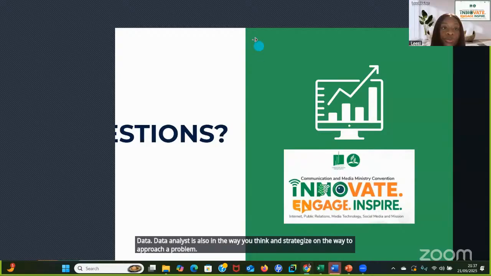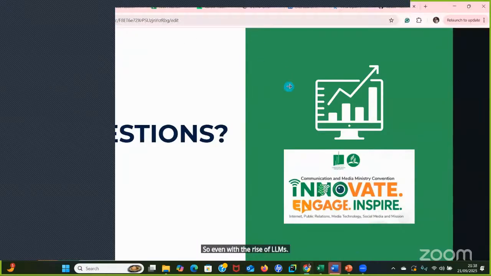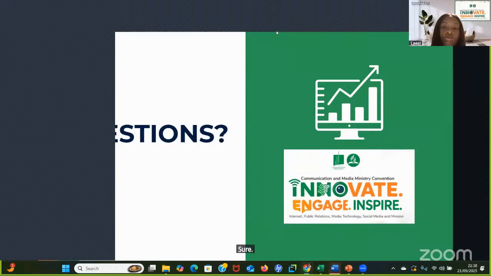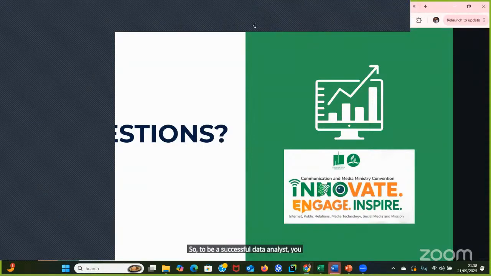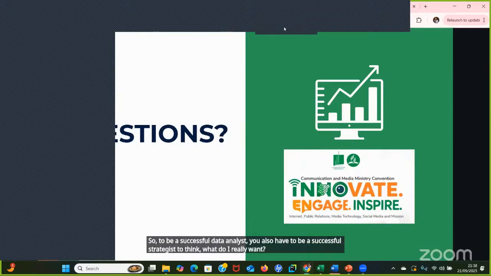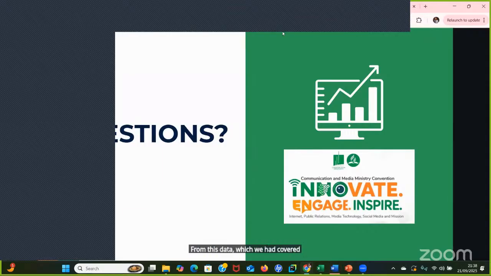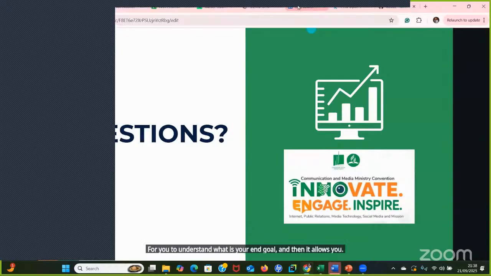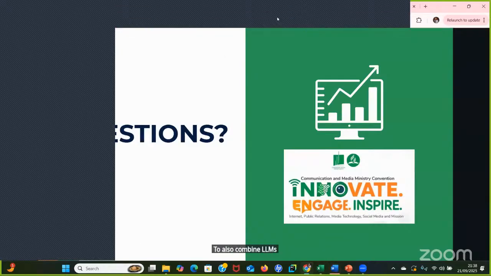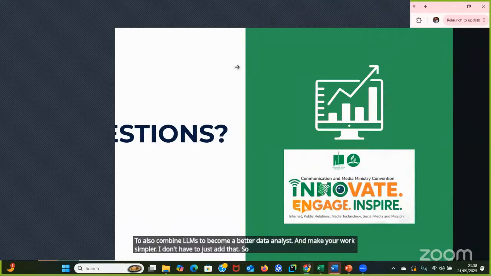True. So even with the rise of LLMs, the LLM can only do as much as you tell it to do. To be a successful data analyst, you also have to be a successful strategist to think, what do I really want from this data, which you had covered in the beginning, for you to understand what's your end goal. Then it allows you to also combine LLMs to become a better data analyst and make your work simple. I don't want to just add that. So it's a skill to learn.